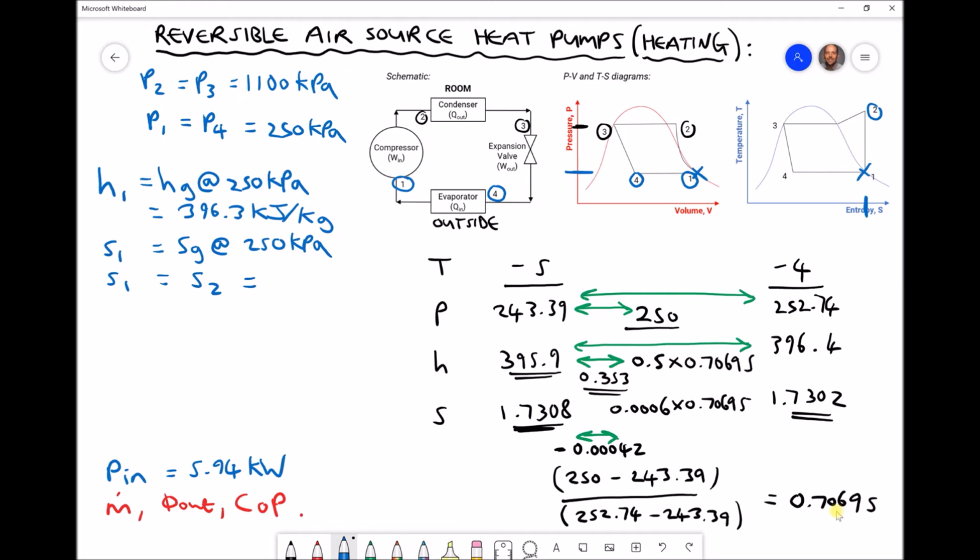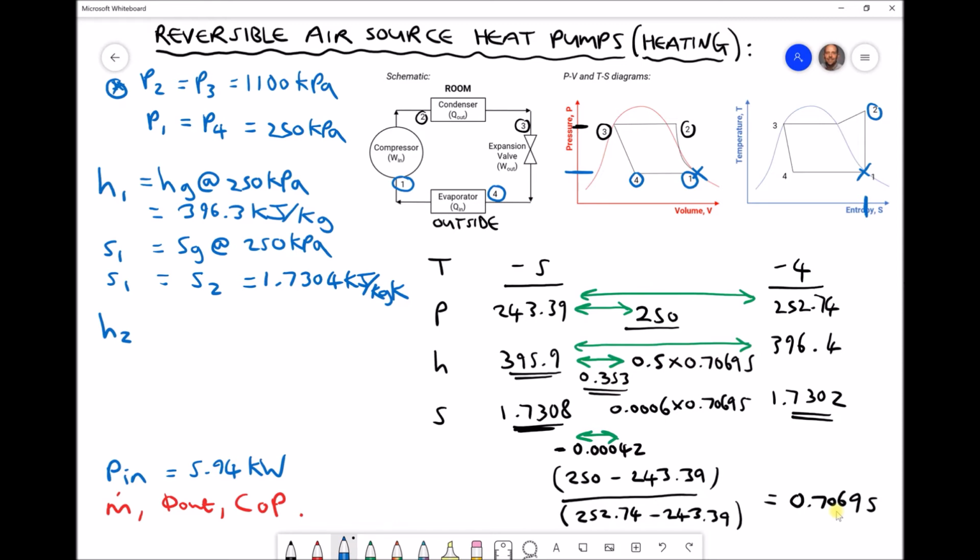So once again, let's make a note on our left-hand side, 1.7304 kilojoules per kilogram Kelvin. Now note that that's our entropy value for both S1 and S2. So now we know the entropy at position 2, and we know the pressure at position 2, up in the top left-hand corner. We can now determine the enthalpy at position 2 from our thermodynamic properties tables. But what else do we know about position 2?